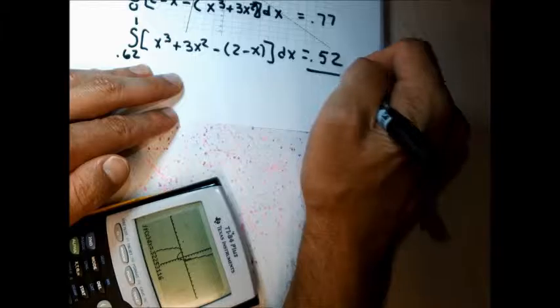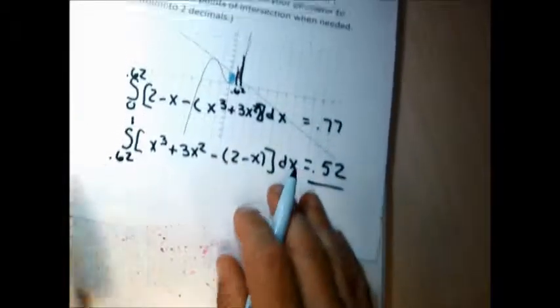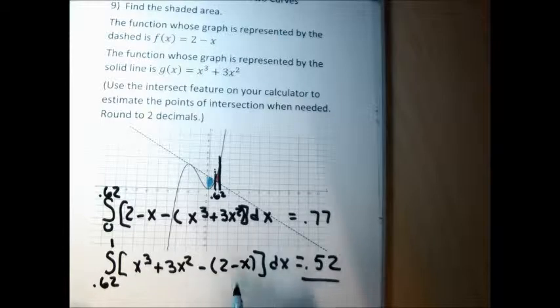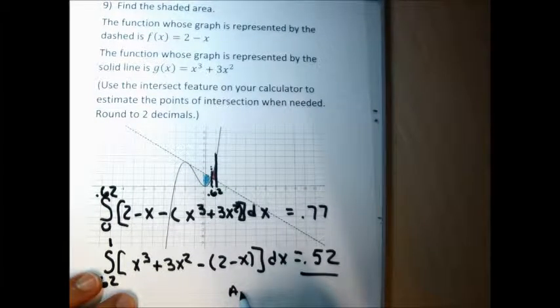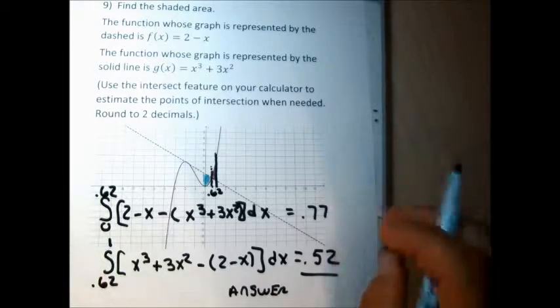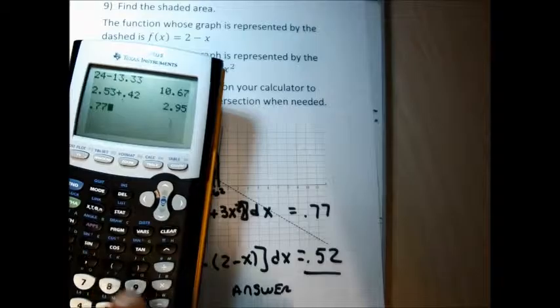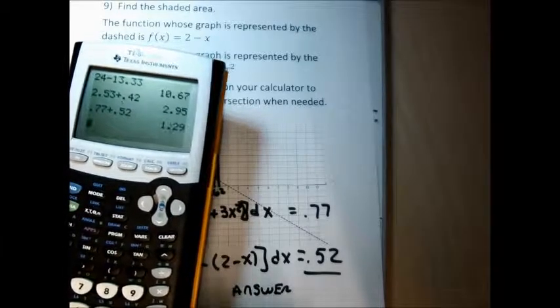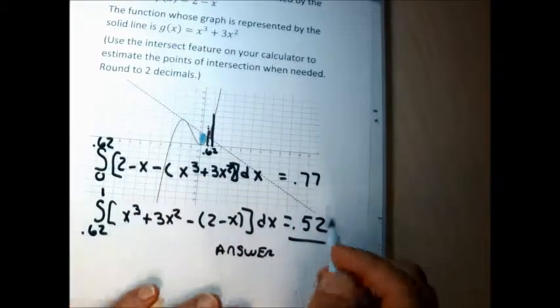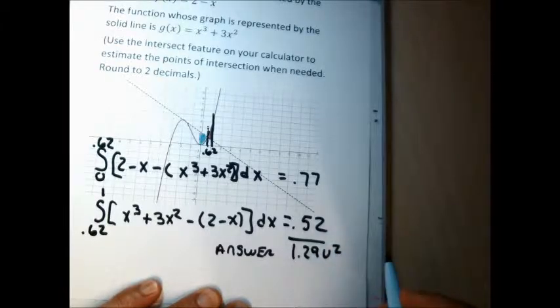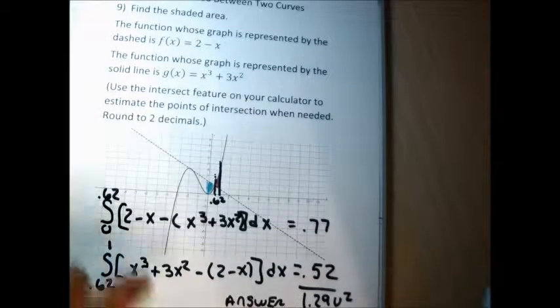Now I'm just going to add the areas together to get my answer. So my answer for problem 9 is going to be something. I could write square units, but it's going to be the sum of these two. So I'm just going to go to my main screen and go 0.77 plus 0.52, and I get 1.29 square units. And again, I haven't been putting the units squared, so it's completely okay if you don't.